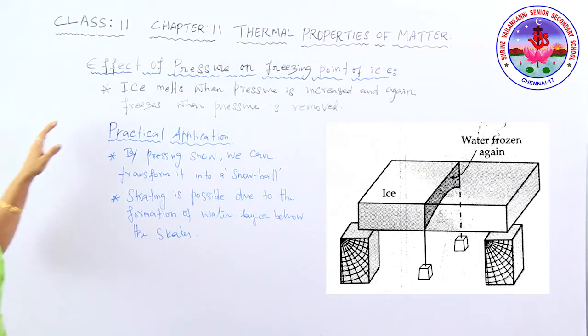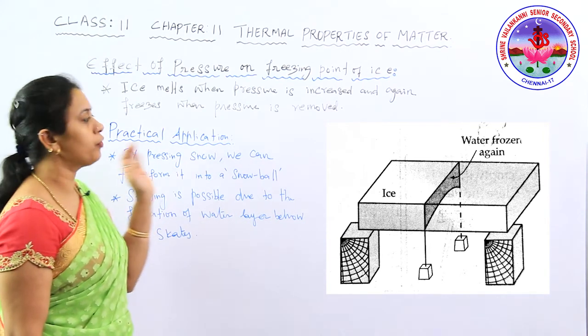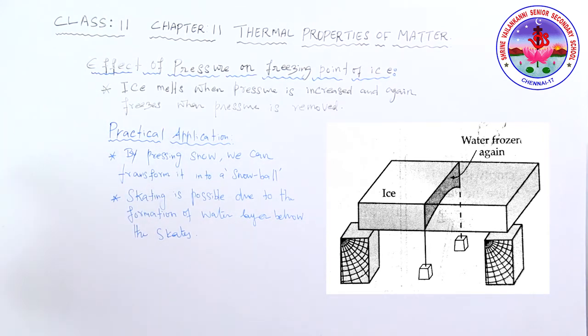Right. Effect of pressure on the freezing point of ice. Actually, ice melts when pressure is increased, and it freezes again when pressure is removed. See students, in the diagram which you are seeing, a wire cuts its way through an ice slab without cutting it into two pieces. This experiment demonstrates the phenomenon called regelation, that means it freezes again.